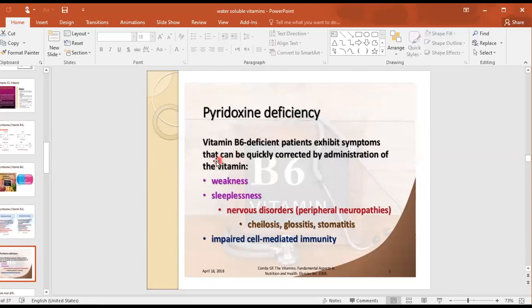Pyridoxine deficiency symptoms like sleepiness, nerve disorder, or peripheral neuritis. These are the most important deficiency manifestations of pyridoxine. Weakness and nervous disorders or peripheral neuritis, because B6 is very important for the integrity of the nerve cells. So if there's vitamin B6 deficiency, there will definitely be neuritis or inflammation of nerves.